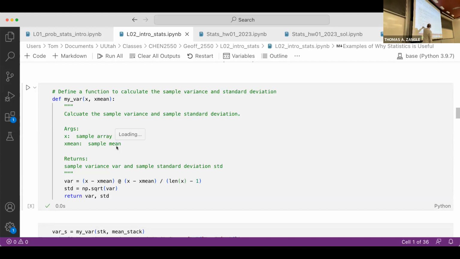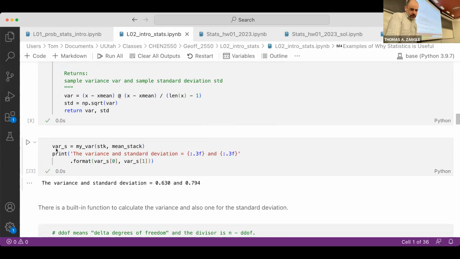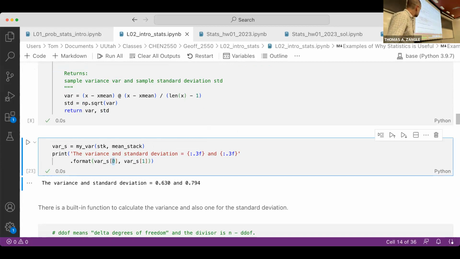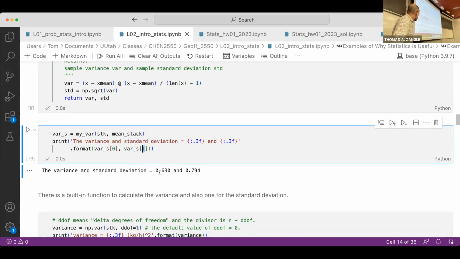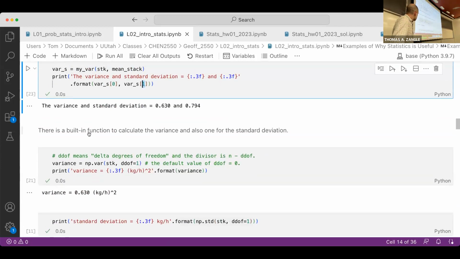And then this is going to return two variables, the variance and the standard deviation out of that expression. And then we're using that, right? So we're saying the variance is my variance of this thing. And then we're going to print var s, the 0th element, the first element in that array, and then the second element within that array, keeping in mind that we're indexing starting at 0. So in this case, we say the variance and standard deviation are 0.63 and 0.794.